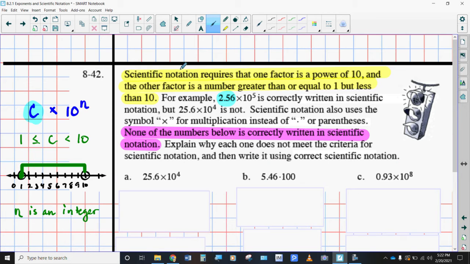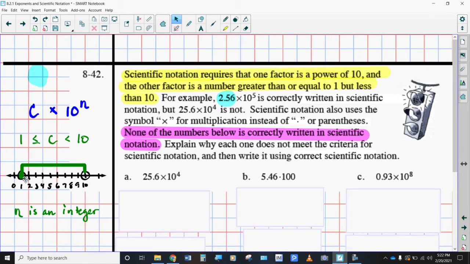All right, so scientific notation requires that one factor is a power of 10 and the other is a number greater than or equal to 1, but less than 10. So if you recall at the beginning of this lesson, let me go ahead and move this out of there for a second. At the beginning of the lesson, this is the algebraic form for scientific notation, c times 10 to the nth power, where c is any number, but it's got to be between 1 and 10, and it can be the number 1.